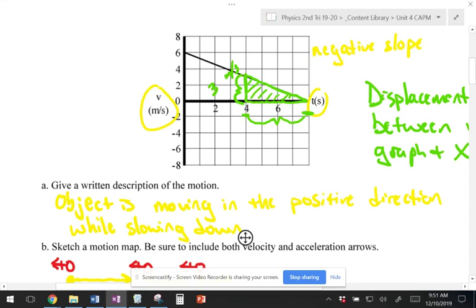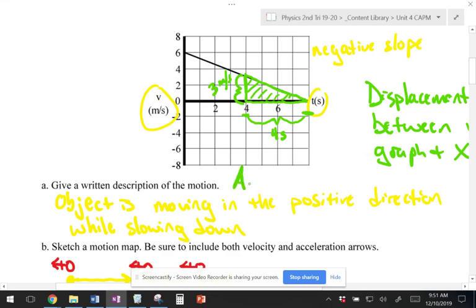All right. So then this base here goes from 4 to 8. So my base is not 8. My base is 4 seconds. Clean this up a little bit. 3 meters per second. It's a triangle.